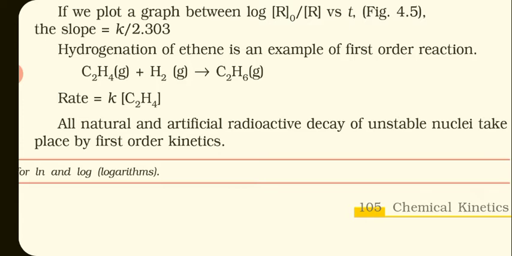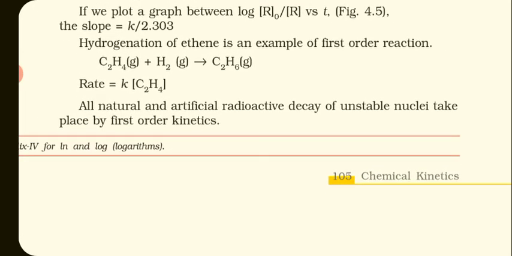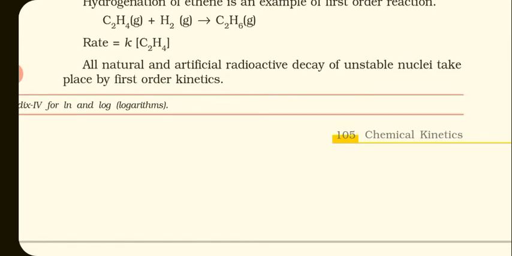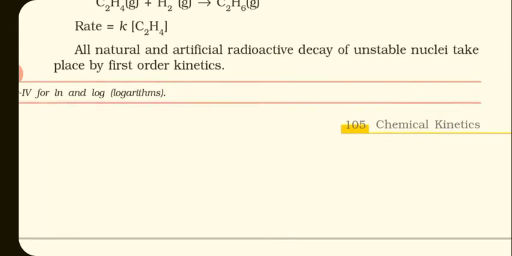Hydrogenation of ethene is an example of first order reaction, where C2H4 reacts with H2 and you get C2H6. So all natural and artificial radioactive decay of unstable nuclei takes place by first order kinetics.